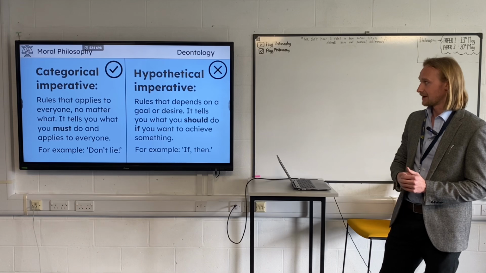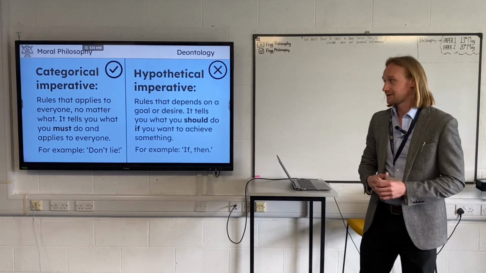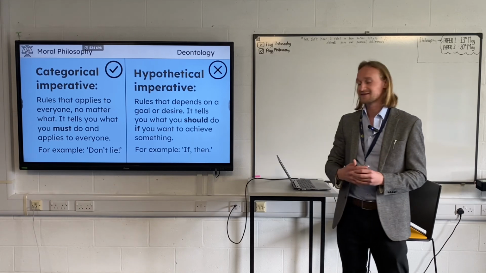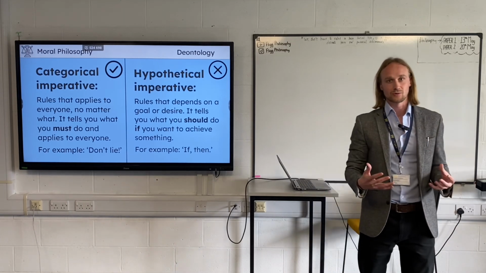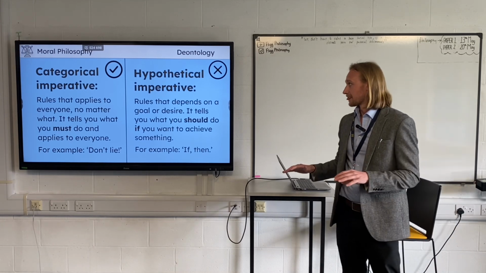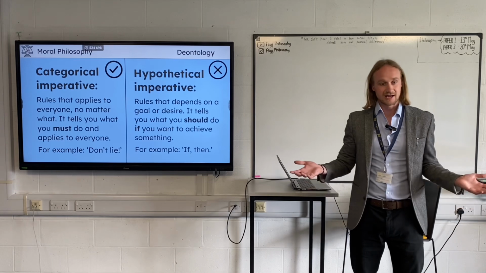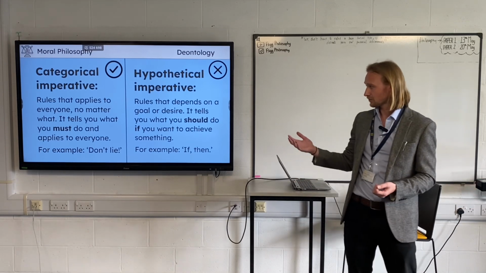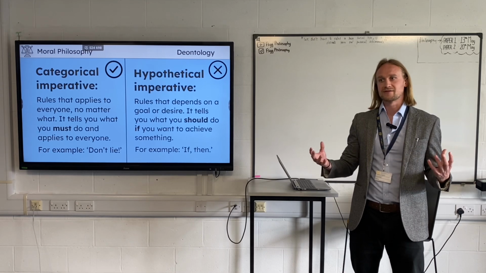Compare that with hypothetical imperatives, which are conditional. A hypothetical imperative takes the form of if-then, so it's a conditional statement. These are about your desires or goals, which Kant doesn't think is what morality is about. So if we consider utilitarianism, utilitarianism seems to look at morality on this hypothetical basis.